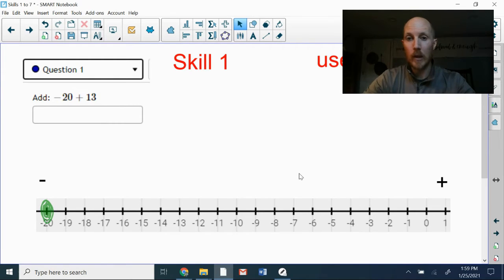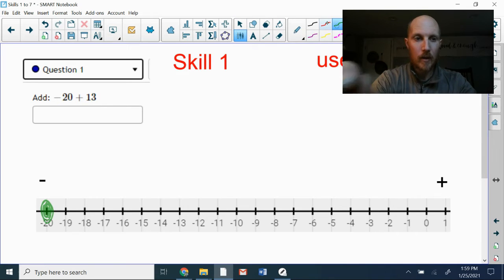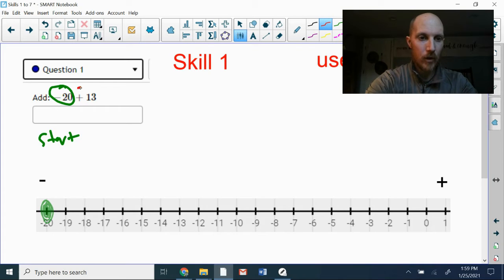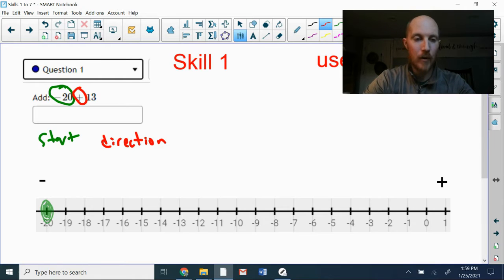So let's take a look at some of these questions in here. To do question number 1, we're going to use a number line. So I'm going to start here at the -20. So on my number line, I've got a point there at -20. The operation here tells me what direction to go. If it were subtracting, I would be moving left on the number line. If it is adding, like it is, I will be moving to the right on the number line.